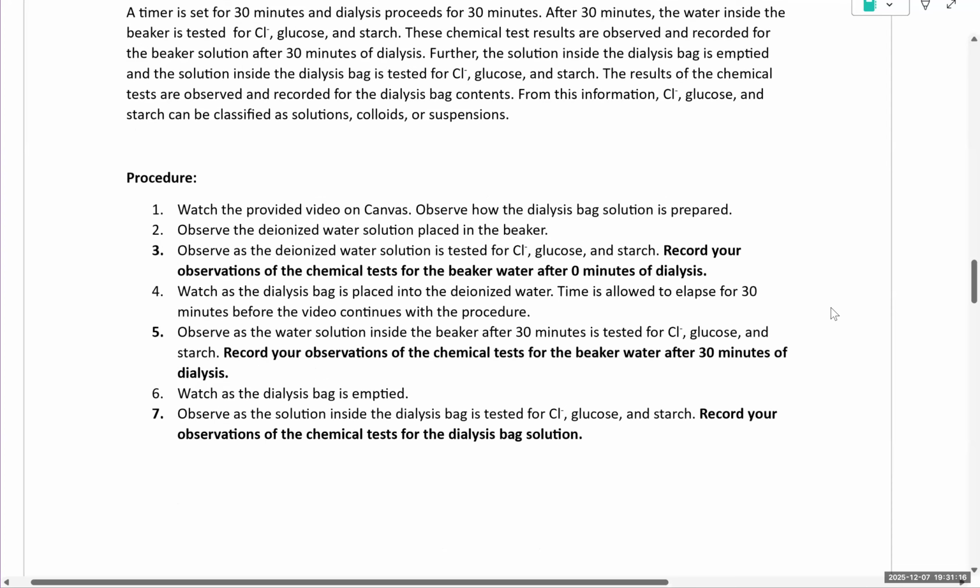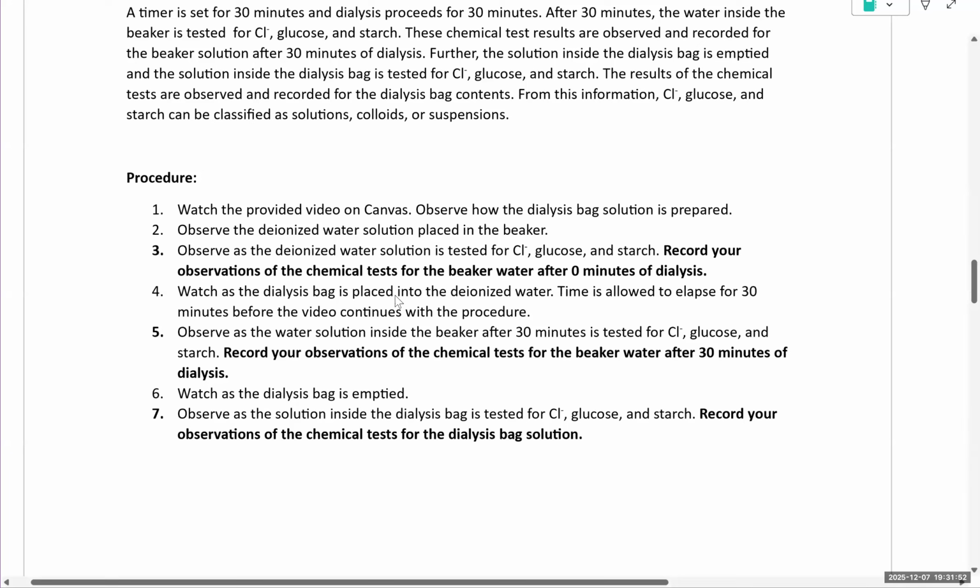Okay, so in our procedure, we're going to watch the video. We're going to observe how the dialysis bag solution is prepared. We're going to observe the deionized water solution placed in the beaker. And then we're going to observe as the deionized water solution is tested for chloride, glucose, and starch, and record our observations of the chemical tests for the beaker water after 0 minutes of dialysis. So this is our negative control. Just before anything's happened, what does the deionized water in the beaker test for?